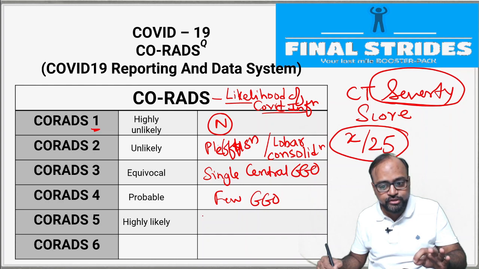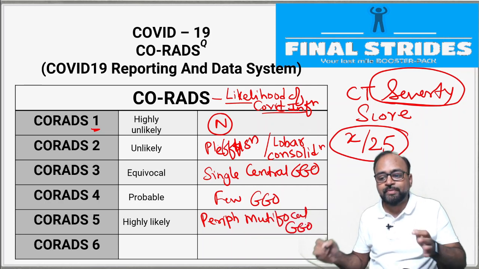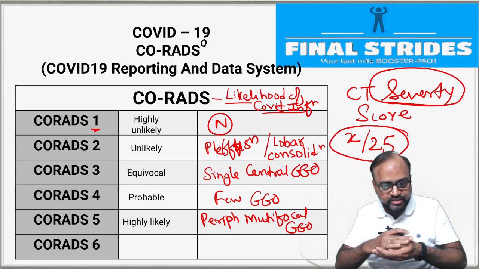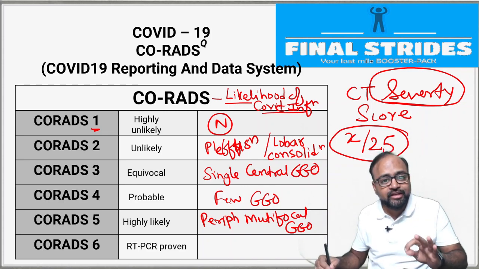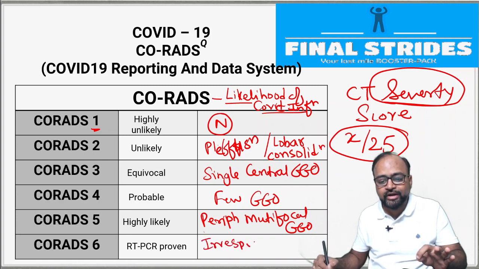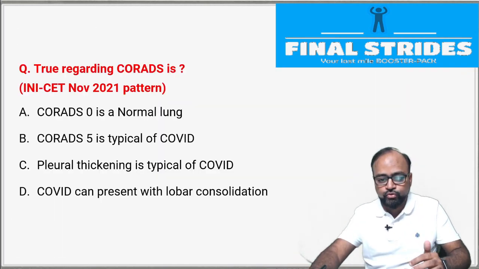That is when you see multiple peripheral multifocal, that is peripheral multifocal ground glass opacities. That is typical of COVID. We have just seen it, so that is called CORADS 5. And if you have the RT-PCR report which is present, then irrespective of lung finding, you say it is CORADS 6. So irrespective of CT findings, if RT-PCR report is positive, you say that it is CORADS 6. So this is what is COVID.